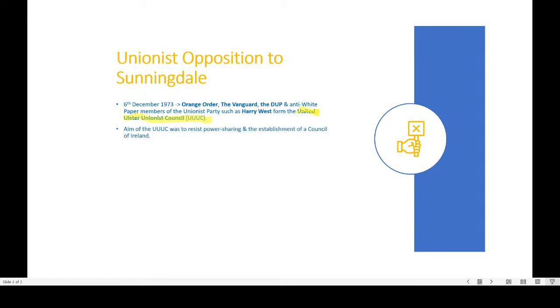So the aim of this UUUC was to resist power sharing and the establishment of a Council of Ireland. After the Sunningdale Agreement is announced, the Ulster Unionist Council, which was the governing body of the Unionist Party, calls a meeting for the 4th of January. And let's just be really careful to differentiate between the two of those. So the Ulster Unionist Council was the governing body of the Unionist Party.